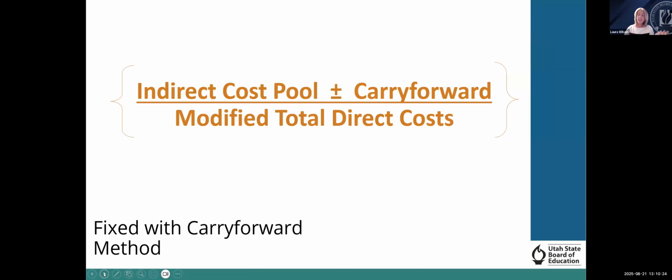So this is the formula, the shining formula that we use. And we did not make this formula up. There are several formulas that could be used according to the feds to calculate indirect costs. This is the one that best fits our situation and what we do here in education. So this is the formula we use. The indirect cost pool, and this is the indirect cost pool from your data that is submitted, plus or minus any carry forward from the previous period, that is divided by the modified total direct cost base.